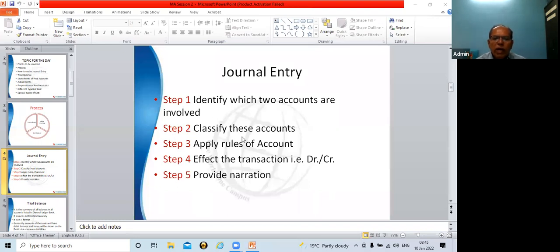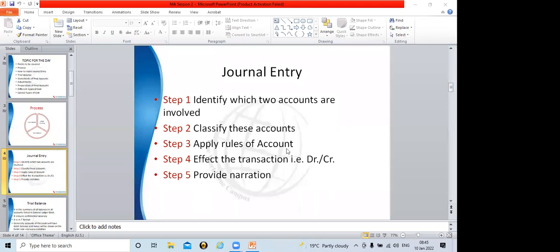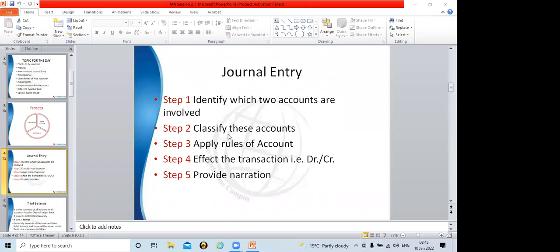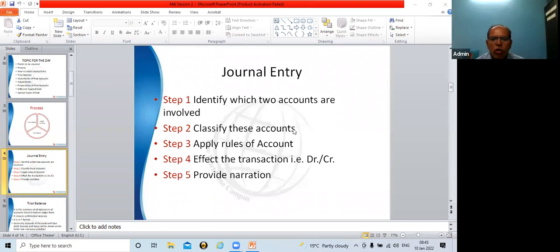Now step number 2, classify these accounts. Since advertisement is an income or expense? Expense. So if it is an expense, then where will it be classified out of the 3 accounts? Nominal account, correct. So advertisement belongs to the nominal account. And the second account you have identified, that is cash or bank, belongs to which account? Real account. So here we identified a nominal account and a real account.